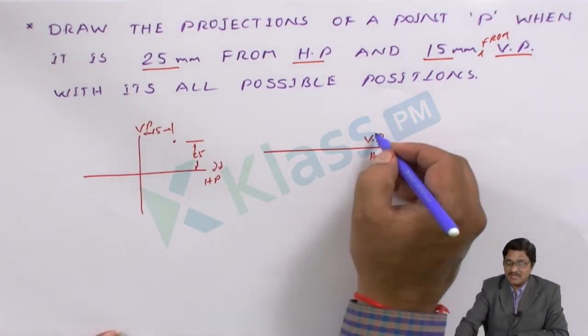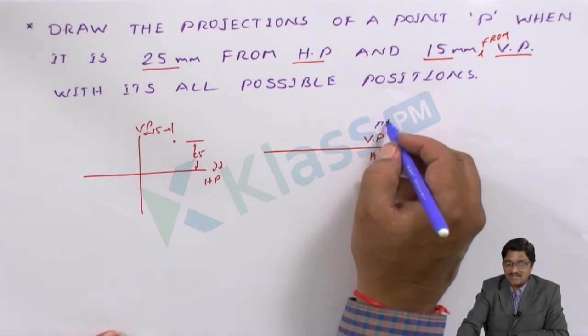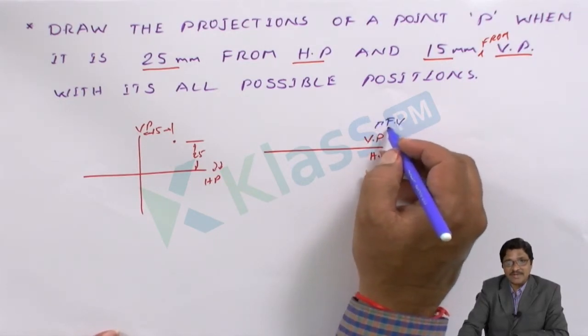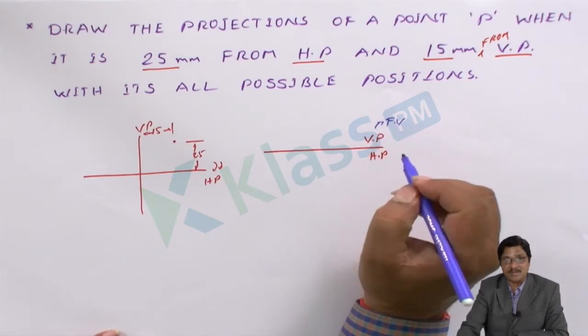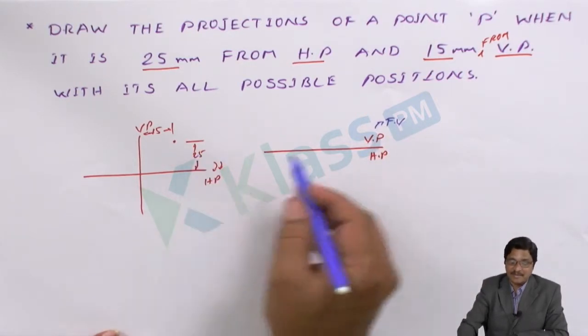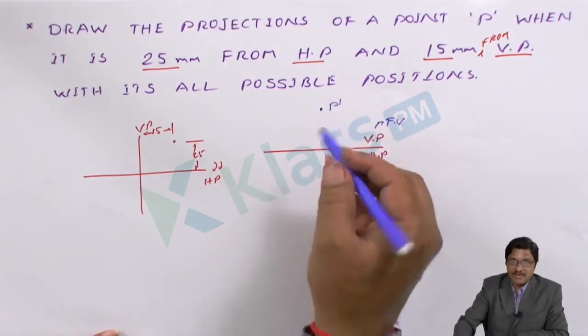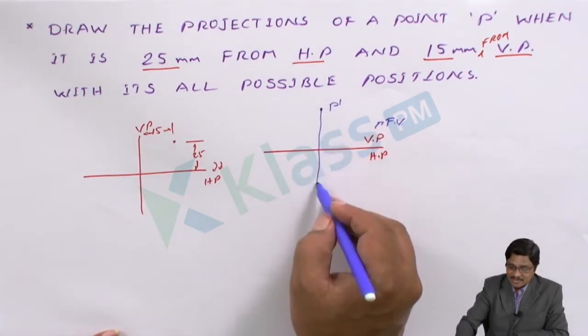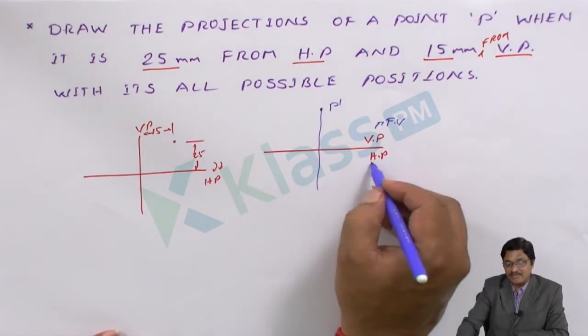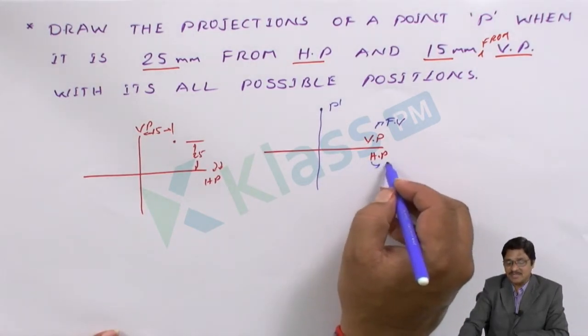How to draw? The vertical projection is the front view. Once you decide to draw the front view, observe the details of the horizontal plane: 25 mm above. So measure 25 mm above and mark the point as P dash. We know that the front view and top view are in the same line, so I have to position the top view in the same line. Top view is on the HP.